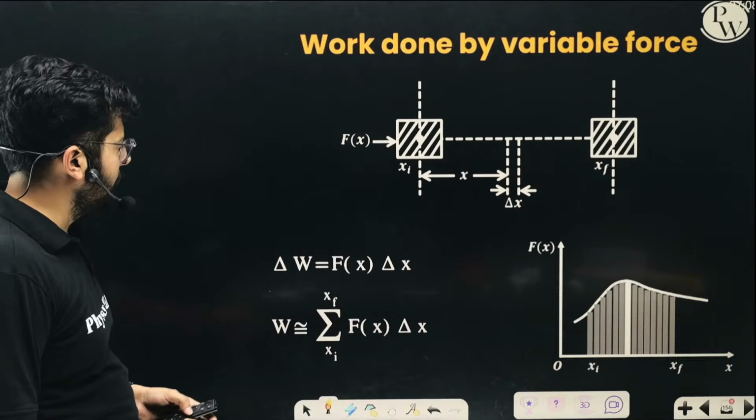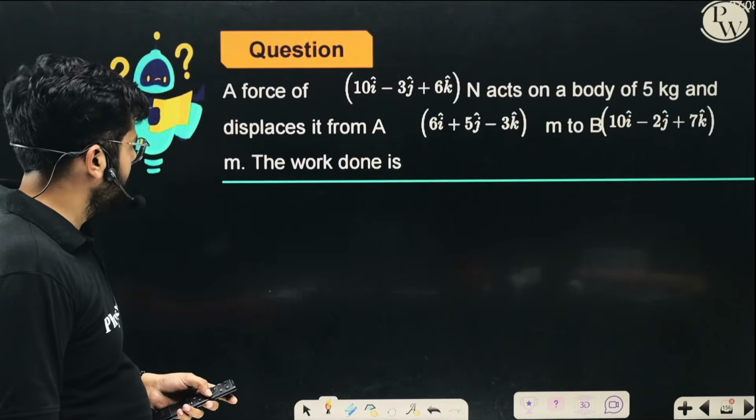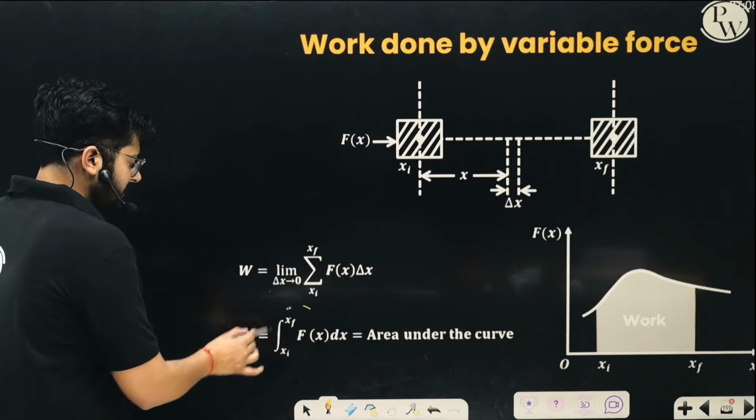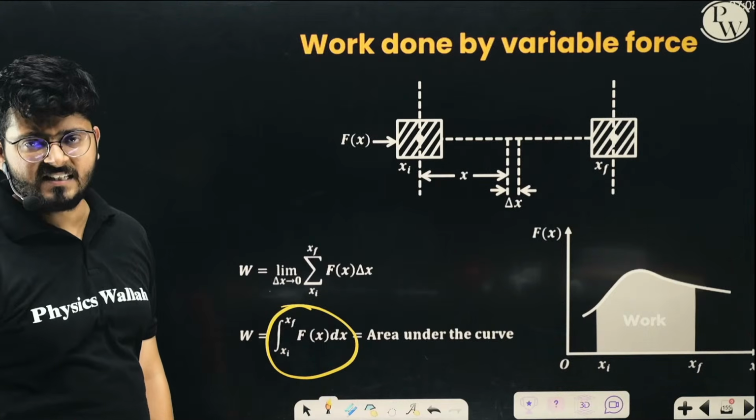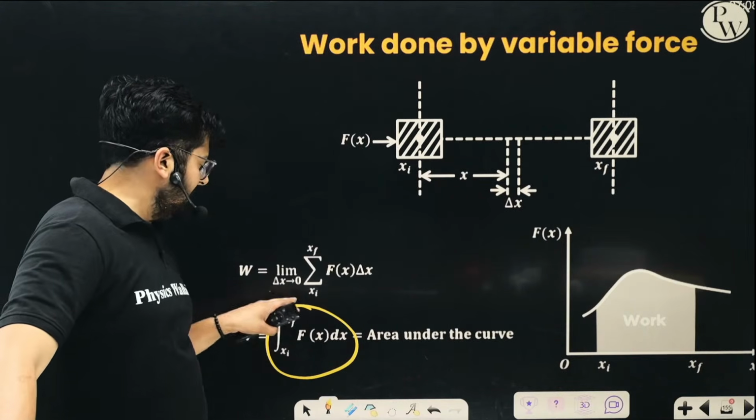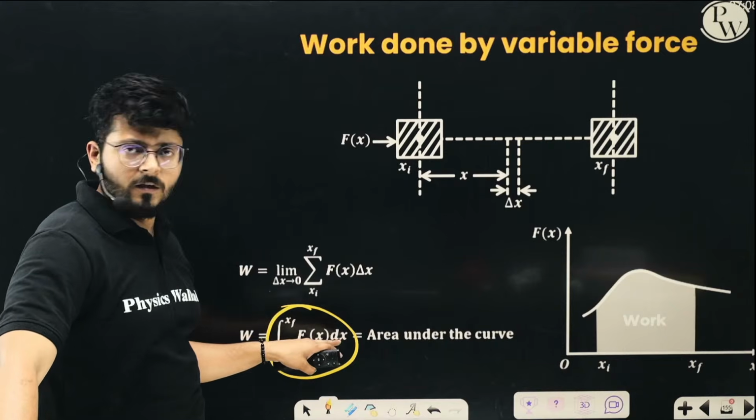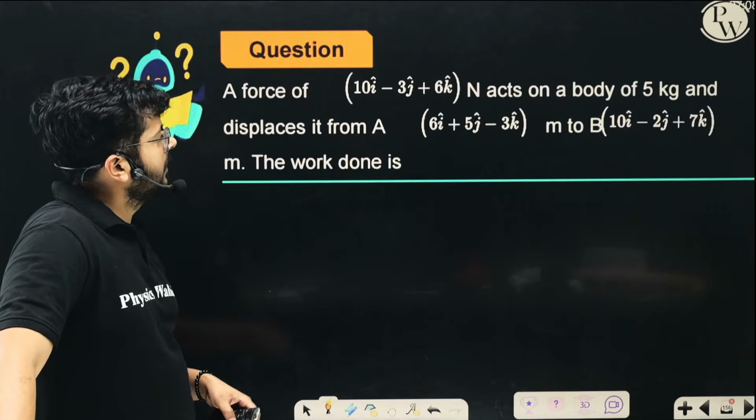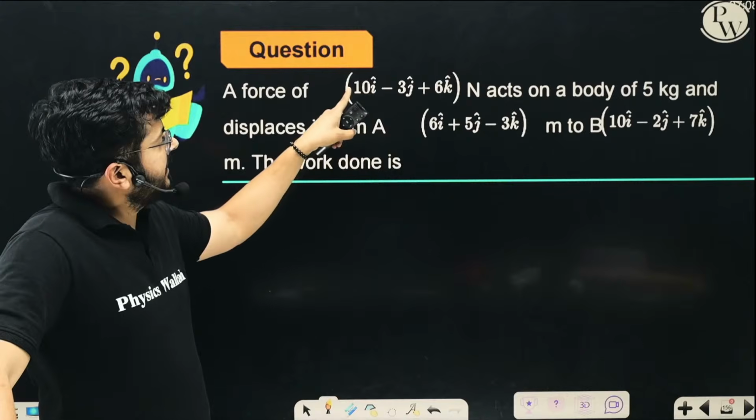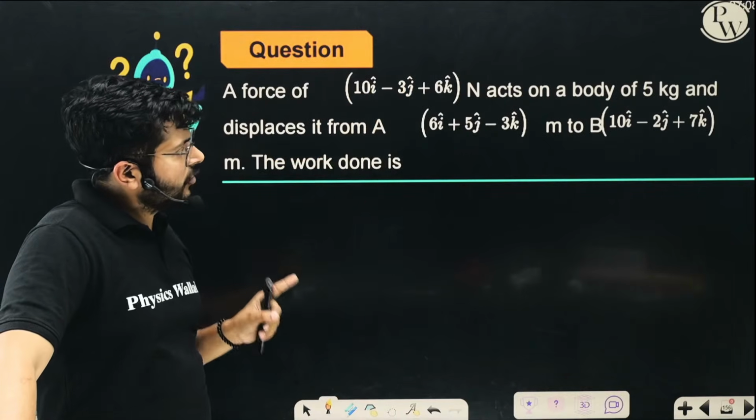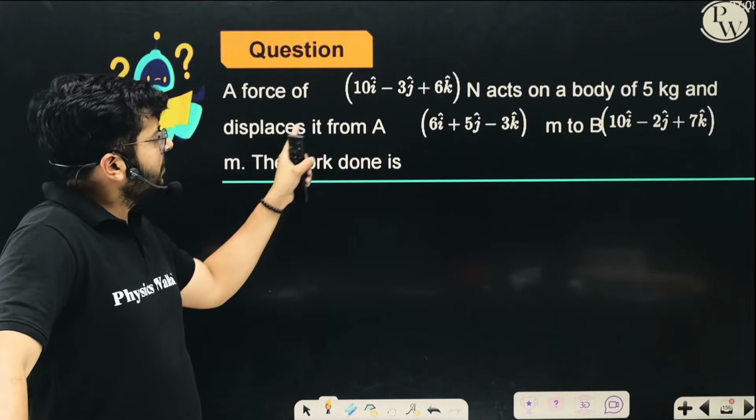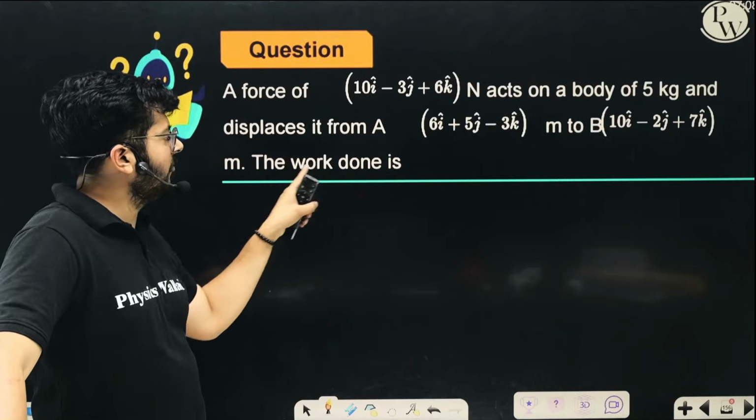So work done by a variable force we have calculated already, right? This expression, the integral of F(x) dx, is telling us the area under the F(x) curve. In that situation, look at this: force is 10i + 3j + 6k, acting on a body of 5 kilogram and displacing it from this place to that place. What will be the value of work done?